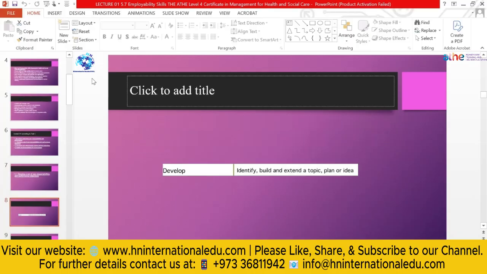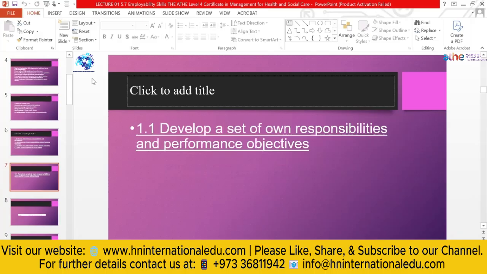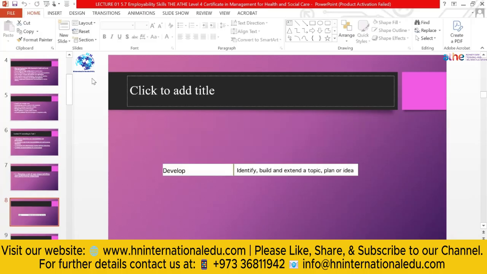The word develop means to identify, build, and extend a topic, plan, or idea. In general, terminologies like own responsibilities and performance objectives are just two words. But when they come with the command verb description develop, you have to do work. You need to first give the definition. Then you have to build an extended topic. And how do we do that? By adding stuff into it. And then we can add further recommendations if we are able to build up a scenario accordingly.